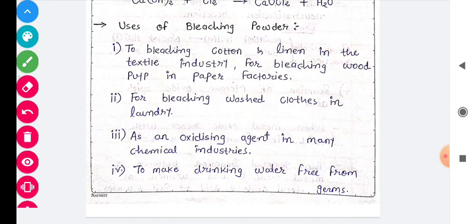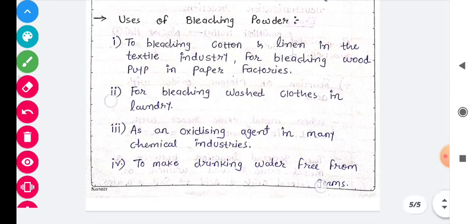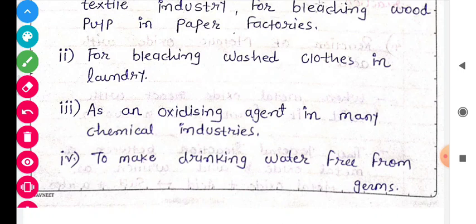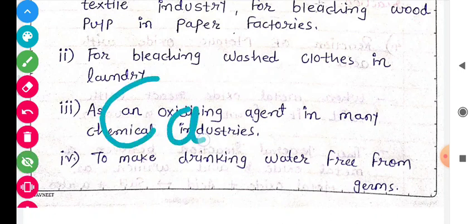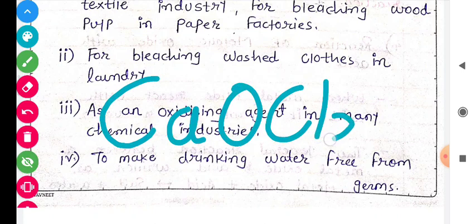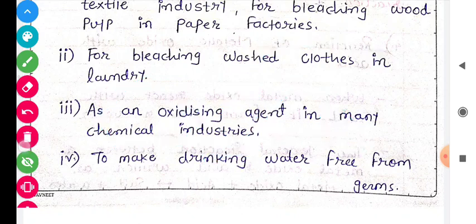Second is for bleaching washed clothes in laundry. लॉन्ड्री के अंदर जो सफ़ेद कपड़े हैं उसको ज़्यादा सफ़ेदी देने के लिए इसका इस्तेमाल किया जाता है. थर्ड, as an oxidizing agent in many chemical industry. As we know that the bleaching powder equation is CaOCl2. So this contain the oxygen, and if it is containing the oxygen, then it can provide oxygen to the another substances. So that is why it is utilized as a oxidizing agent in many chemical industry.